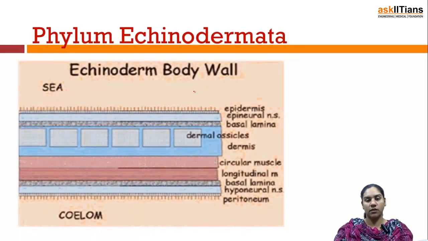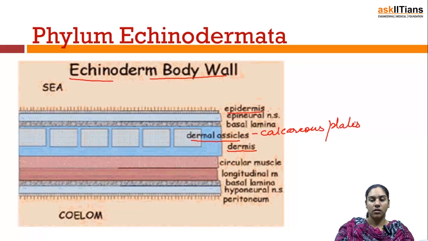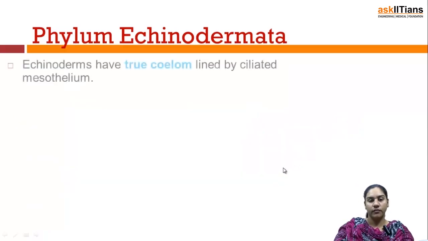So this figure shows the echinoderm body wall, in which you can see the epidermis. Below the epidermis, there is a dermis in which dermal ossicles are embedded. So these are the calcareous plates which are embedded in the dermis layer. In the muscle layer, you can find the circular and the longitudinal muscles both. The echinoderms have true coelom that is lined by the ciliated mesothelium.